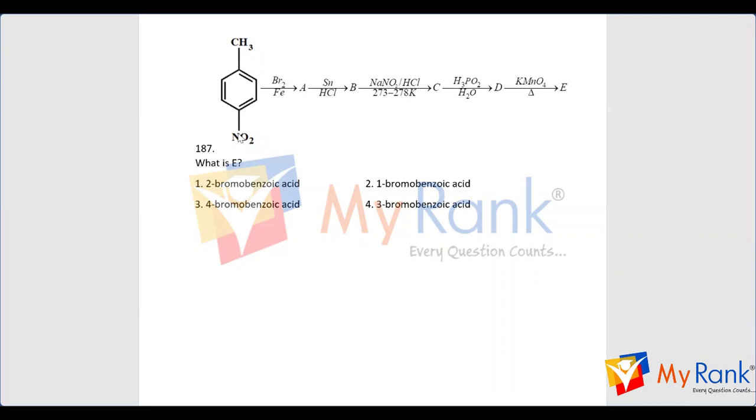First, the bromination. CH3 is ortho-para-directing and NO2 is meta-directing. When bromine with iron is taken for bromination, this is ortho-para-directing and this is meta-directing. That's why the bromine attacks the common position. This one is bromine and this is NO2.